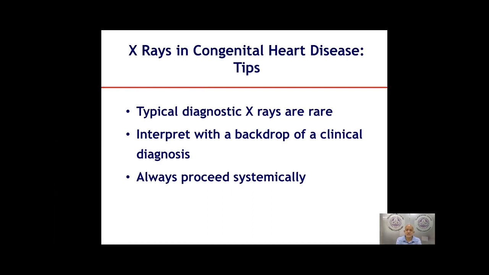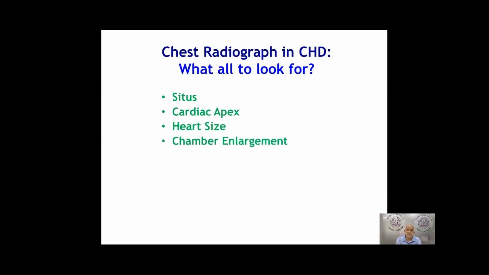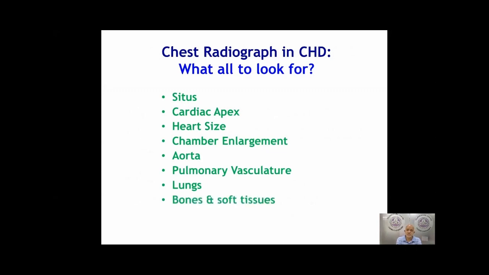Always proceed systematically. Give due importance to the lung field equally, whether there is decreased blood flow, increased blood flow, any pneumonia, or some abnormal shadow. So when we see a child with a cyanotic heart disease, it is important to find out what is the situs, what is the cardiac apex, what is the heart size, is a thymic enlargement there, where is the aorta, and which is L-pose, D-pose, and what is the pulmonary vascularity, increased or decreased, and we finally see the lung and then bones and soft tissue.